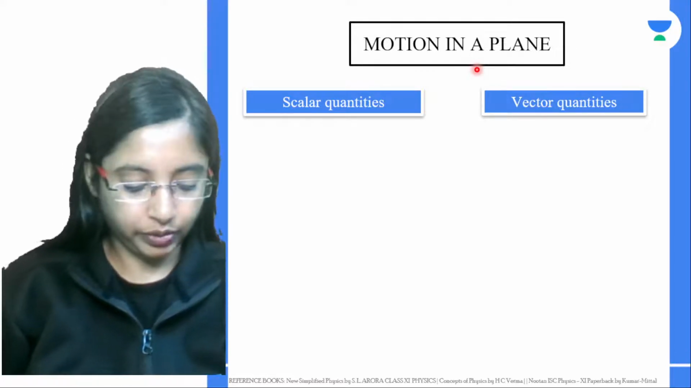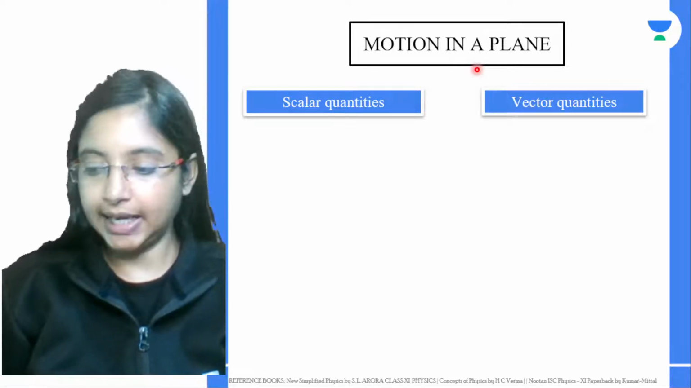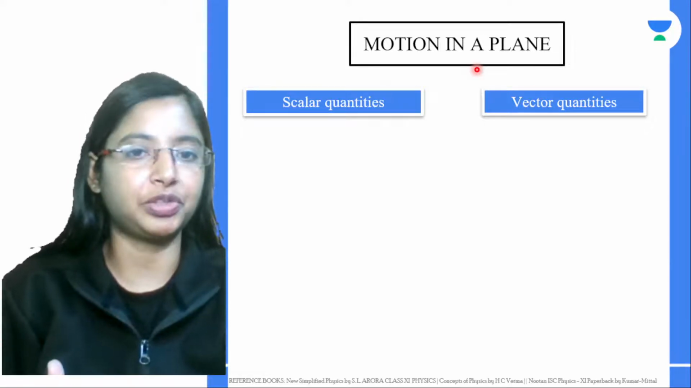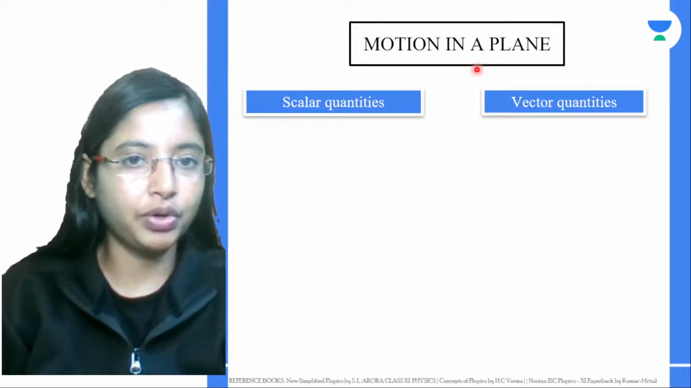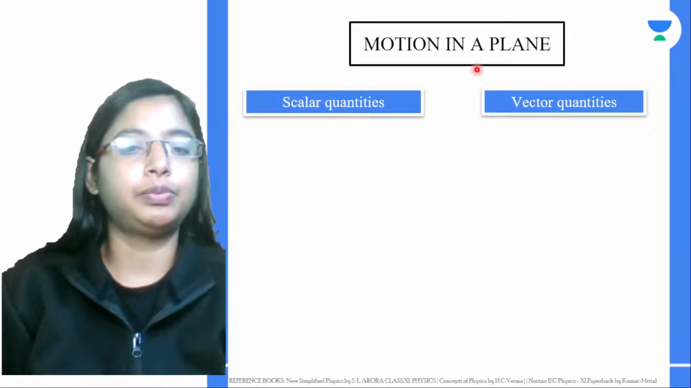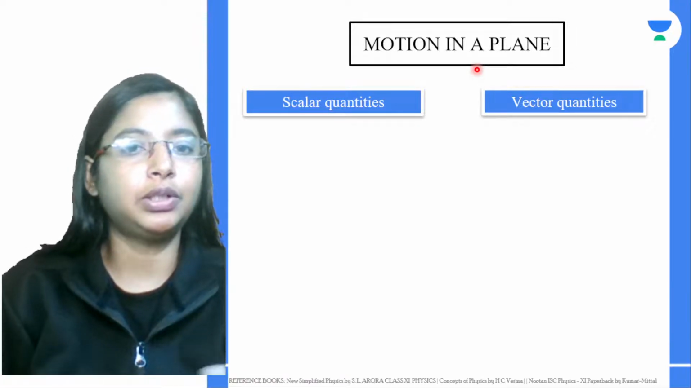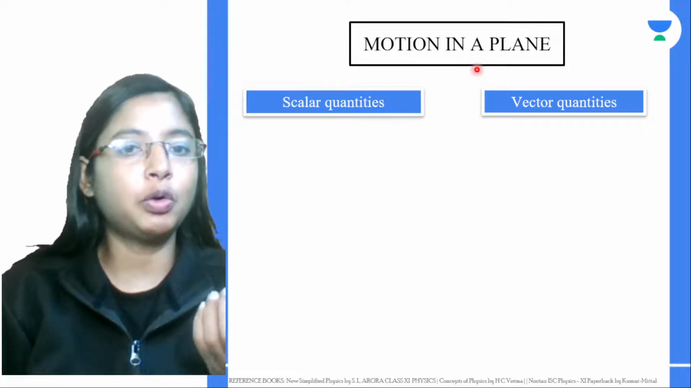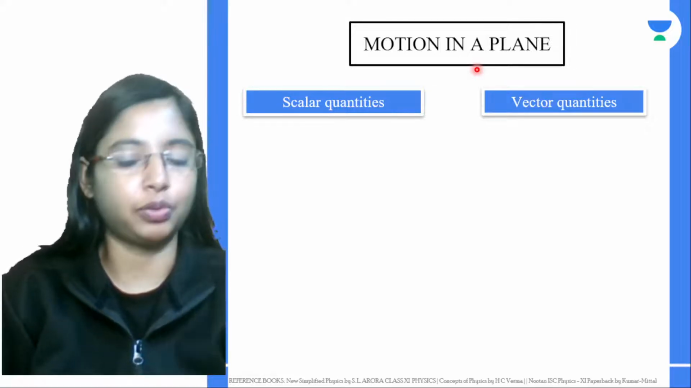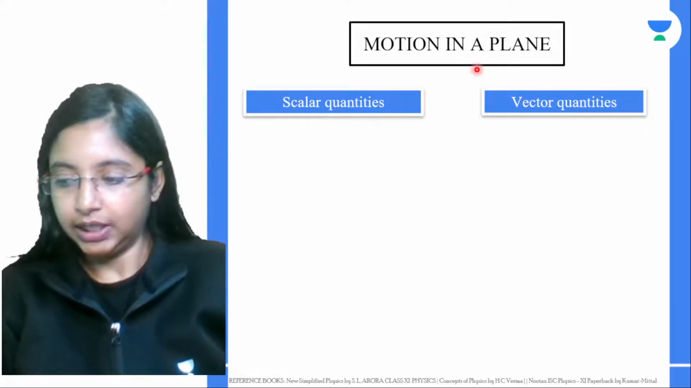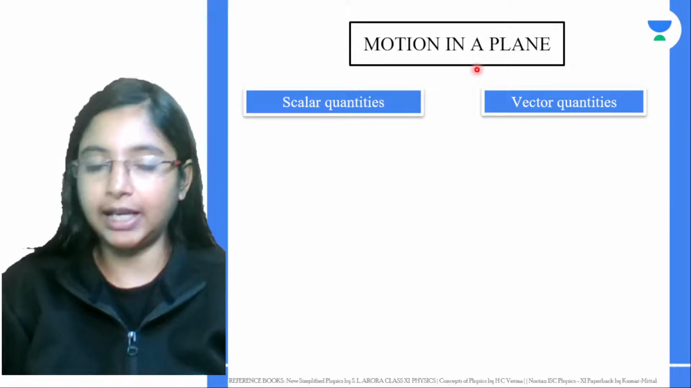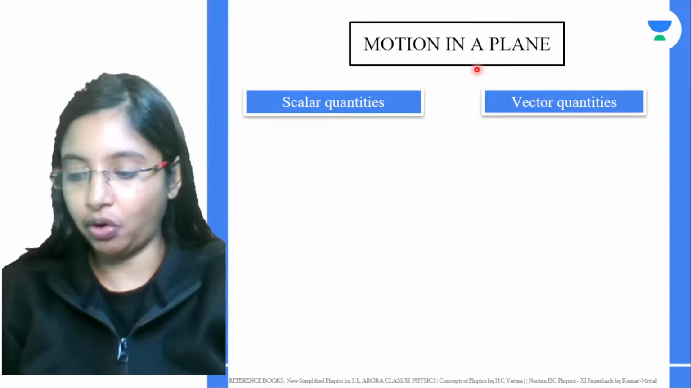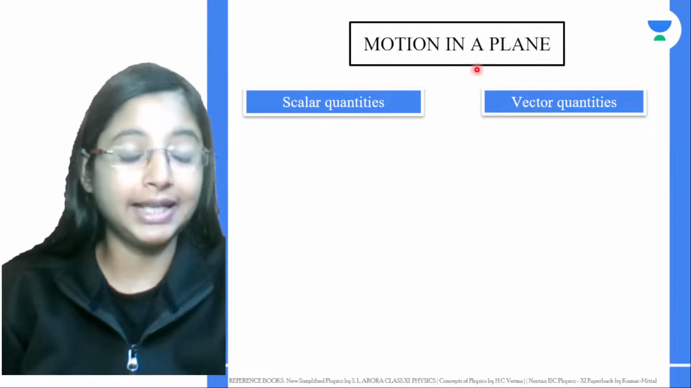Any physical quantity you're taking which has only magnitude. For example, you're talking about the mass of a particular object. Let's say the mass of my phone is around 50 grams. Then we are talking about only a numerical magnitude, right? Then it is a scalar quantity. Some examples of scalar quantities would be mass, volume, density, time, temperature. All of these are scalar quantities, including your electric current.